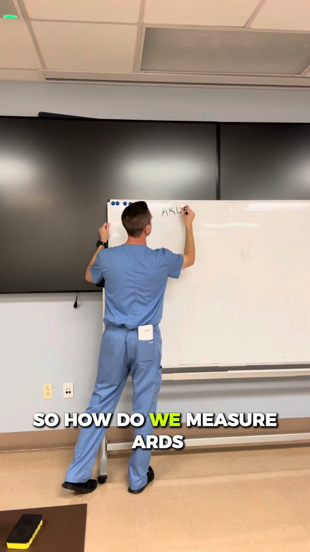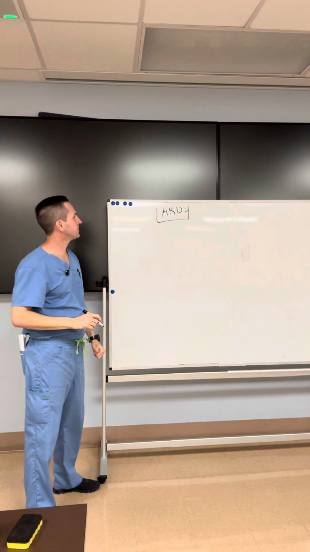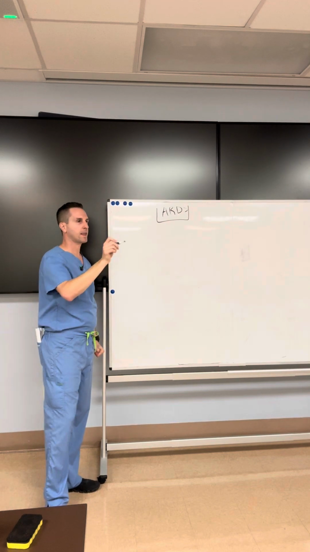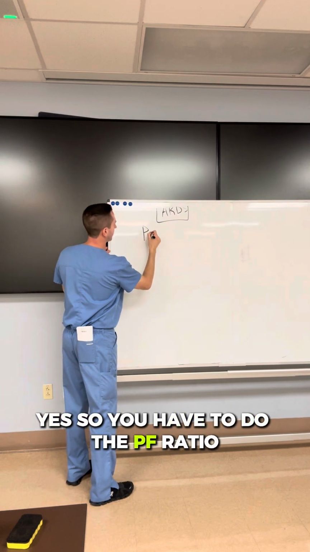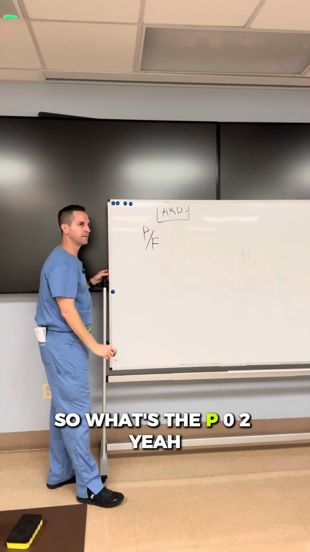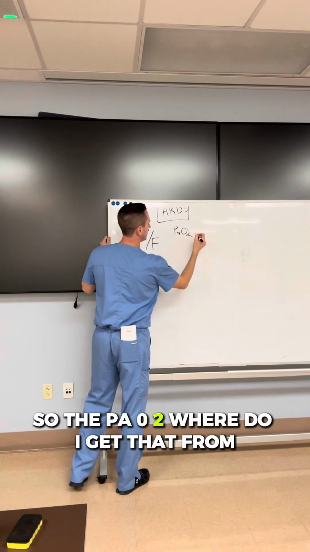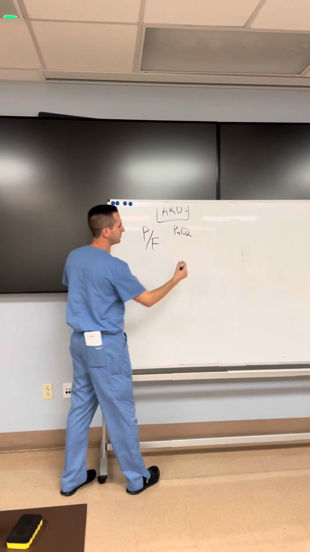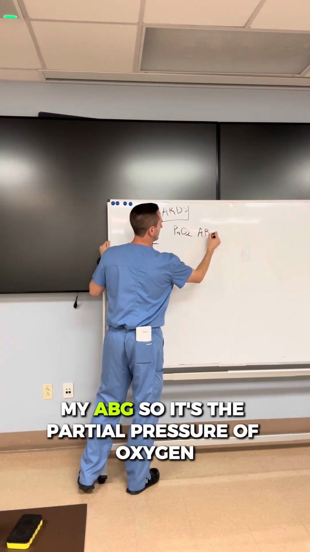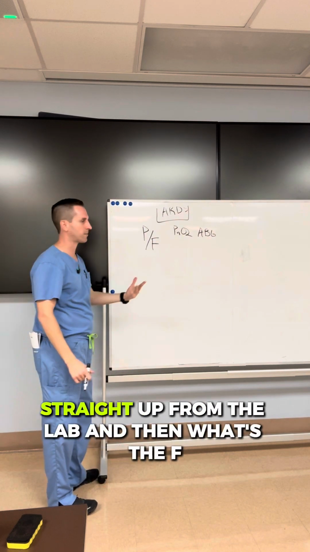So how do we measure ARDS? Yes, so you have to do the PF ratio. That's what's going to get you what you need. So what's the P? PaO2. Yeah, so the PaO2, where do I get that from? The labs. My ABG. So it's the partial pressure of oxygen. It's the amount of oxygen dissolved in the blood, straight up from the lab.